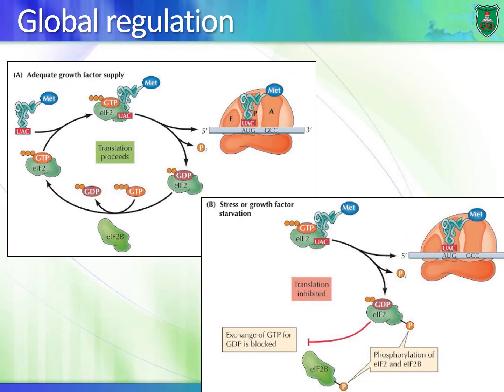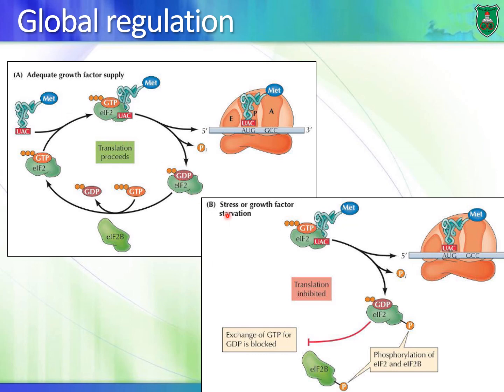Remember how I said we have the initiation factor 2 that is important for bringing the initiating tRNA carrying the methionine to the small ribosomal subunit, and then the large ribosomal subunit comes into the complex, forming the translation initiation complex. And I said that the GTP bound to initiation factor 2 is hydrolyzed when this happens, and this must be exchanged in order for the initiation factor to start another round of translation. Now this happens when there is adequate growth factor, or when cells are happy.